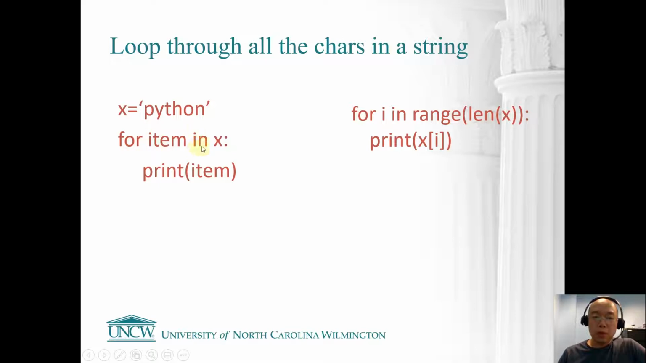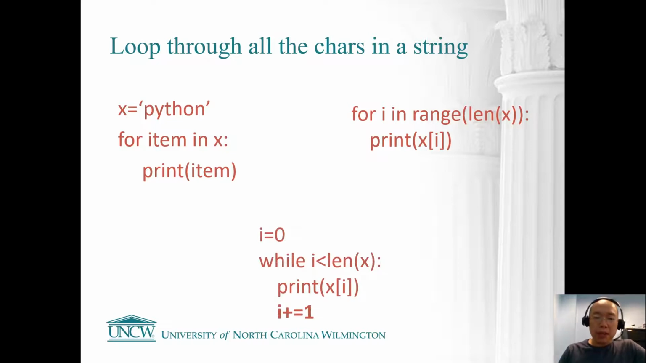In the first one, we are visiting this string with item as a control variable. But for this one, i is a control variable, and I'm using i as an index, right? And then the third way, we can do almost the same thing, but we can use a while loop. I started i from 0, and as long as i is smaller than the length of X, I'm still using this i as an index. And remember, you have to increase the i by 1 by yourself.